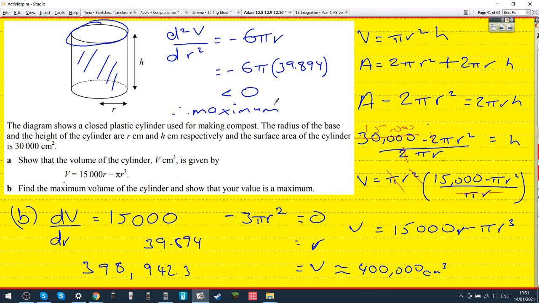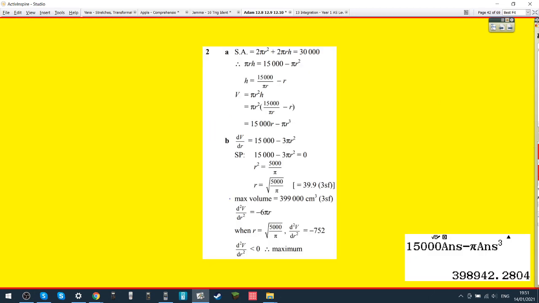The derivative is equal to 0. The radius of the maximum is roughly 40. The maximum volume of this cylinder is 400,000 centimeters cubed. Yep. 400 liters, something like that. And the second derivative is negative, so it is definitely the maximum. Okay. It's negative. 399,000. I'd better go with the 399,000 sig fig.